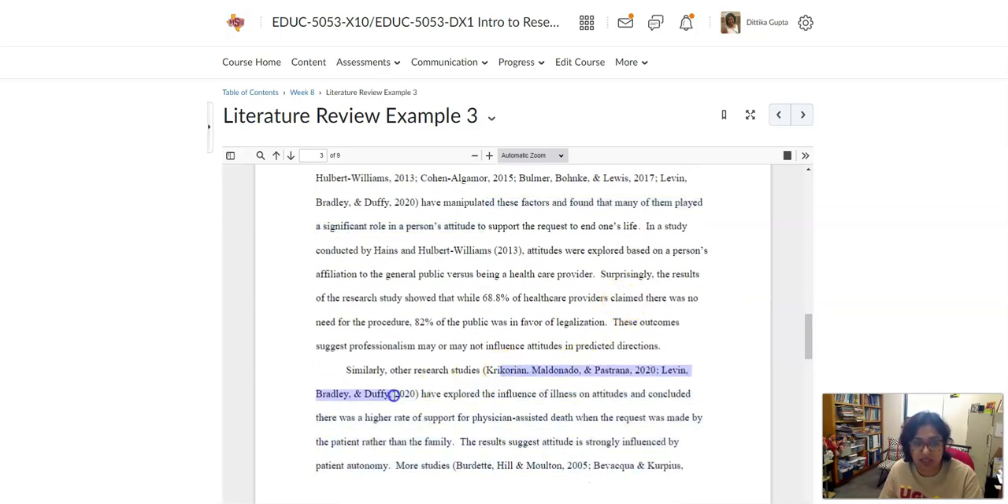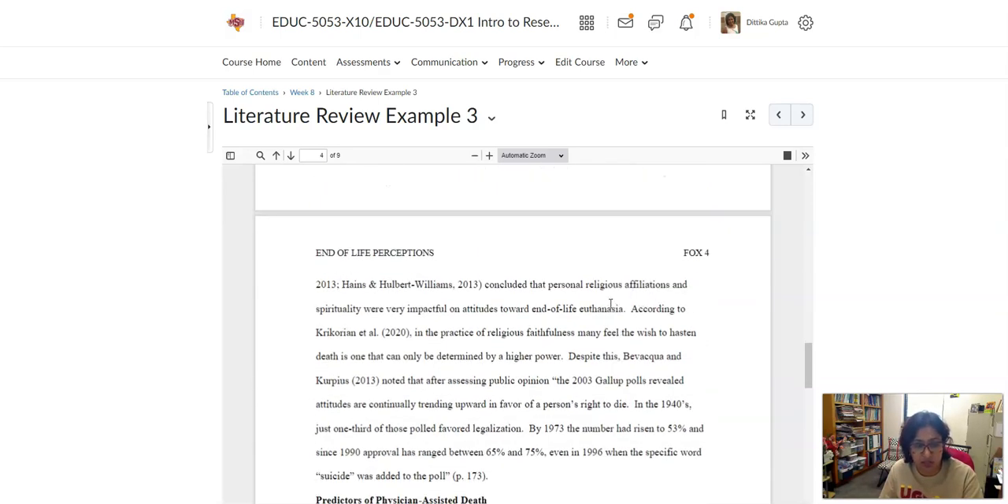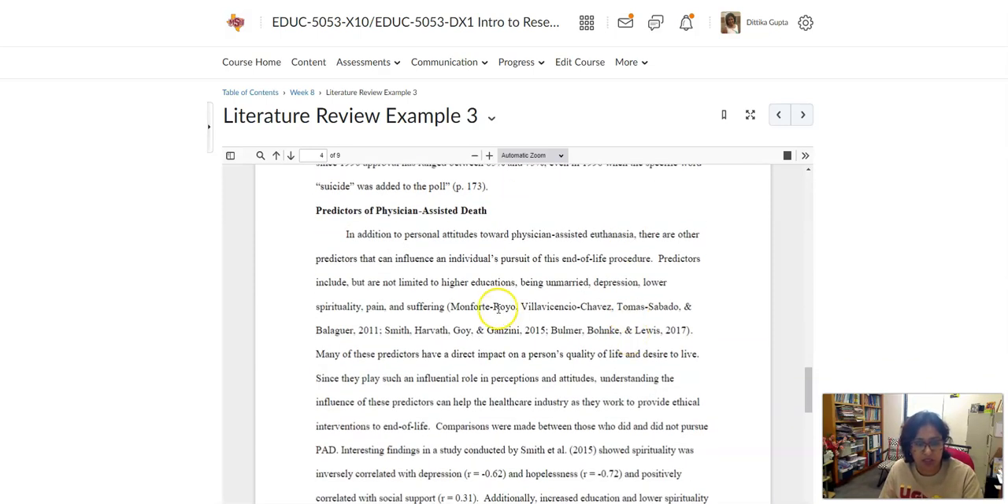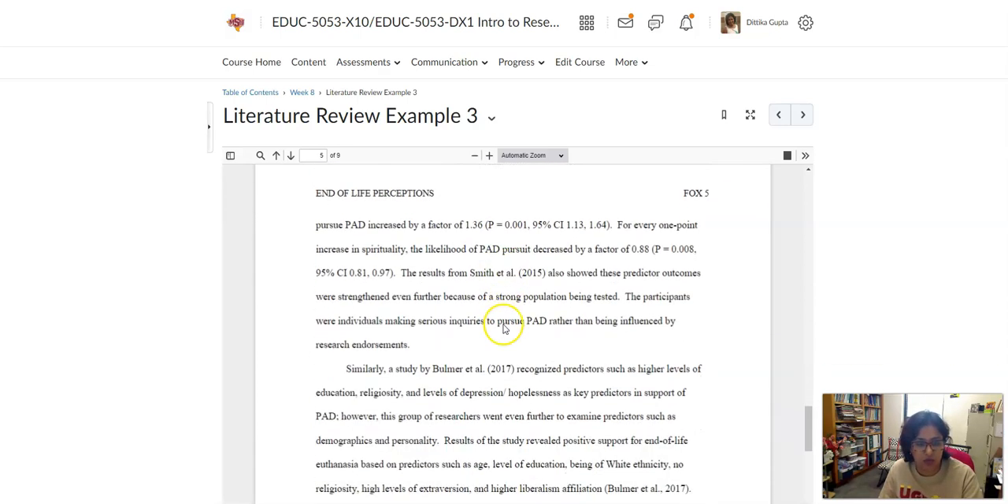Other research studies have explored this. Most research is consistent with this. She has one over here where they have noted. Okay, and then because she has a direct quote, she has a page number. Okay, here's another one that's summarizing the things. You can put some findings if you want to put your R values, and all of those things are there.